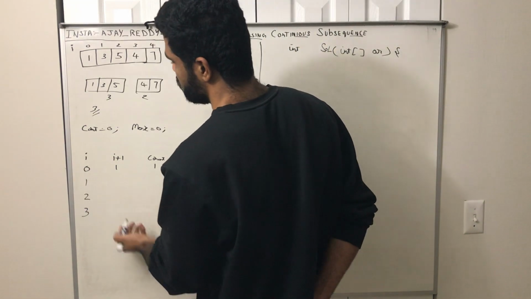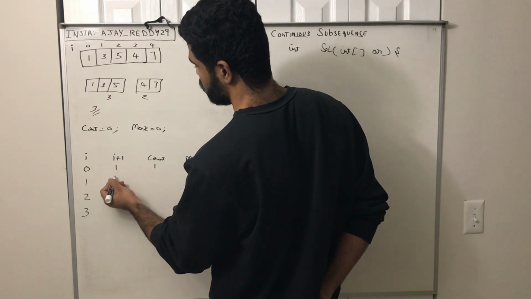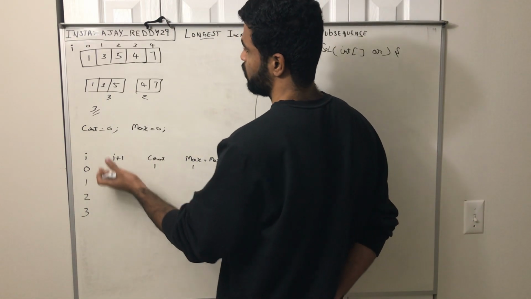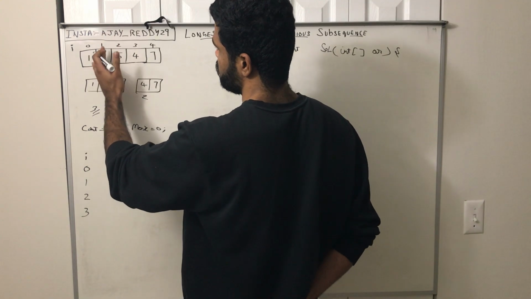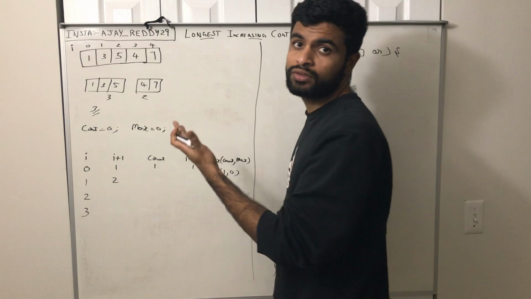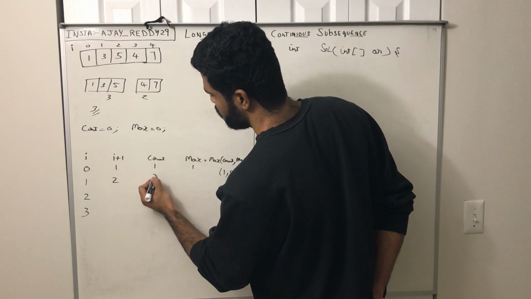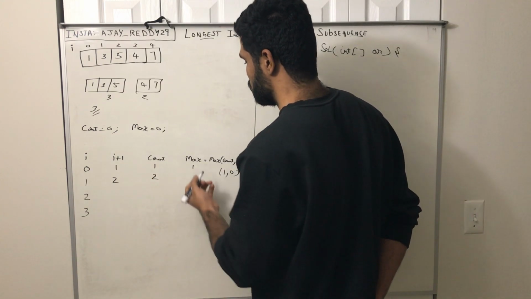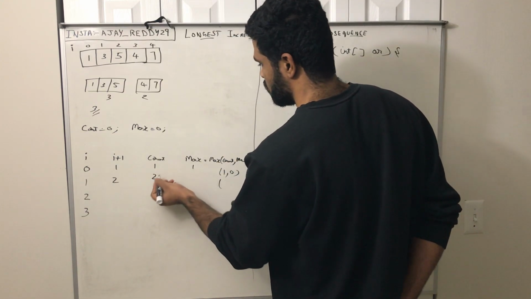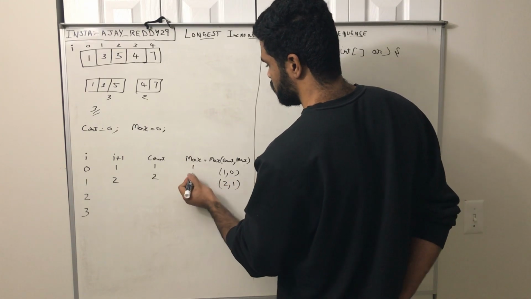Now in the next iteration I is 1 and I plus 1 would be 2. So now I will compare both elements, which are 3 and 5. 3 is less than 5, that means it is still in increasing order. So I will increment the count again, which will become 2. 1 plus 1 is 2. Now I will get the max again. Current count is 2 and current max is 1, so which is nothing but 2.